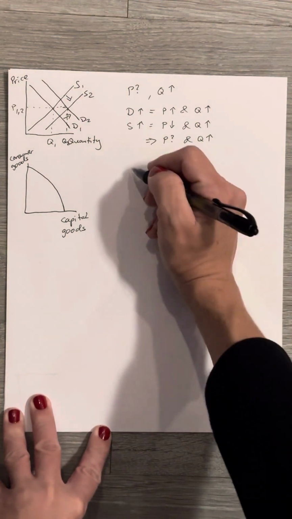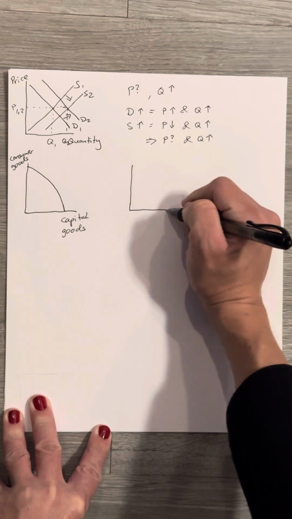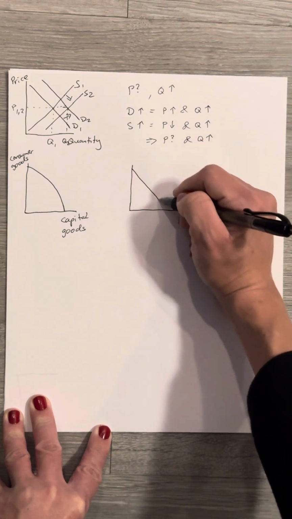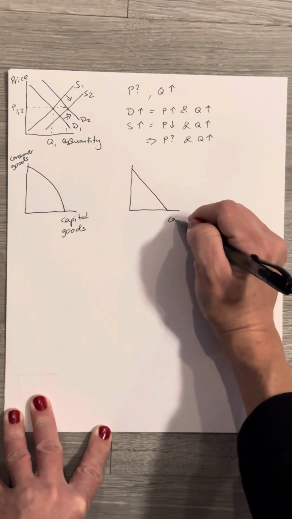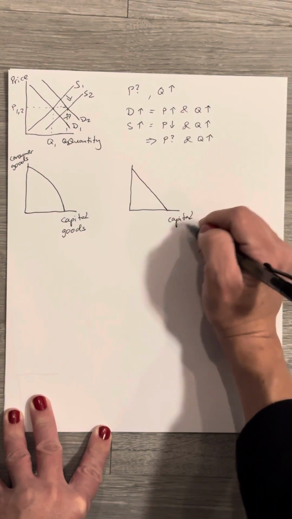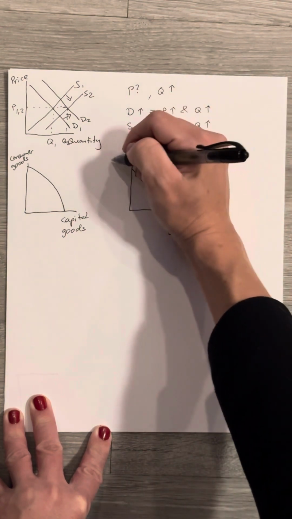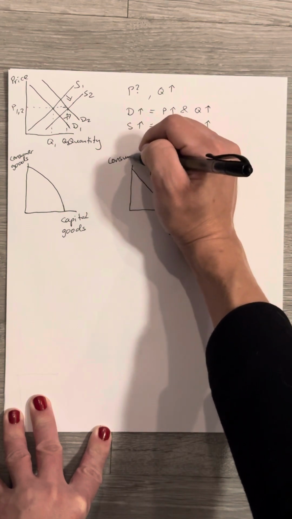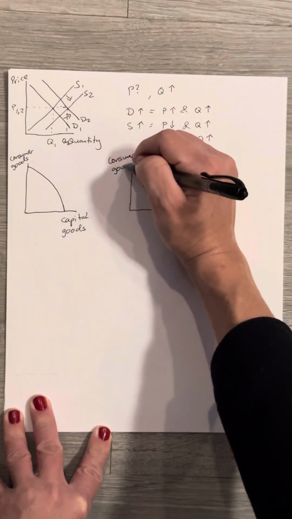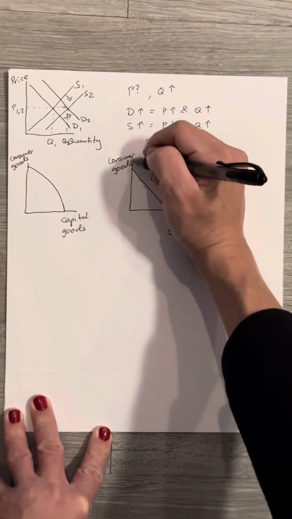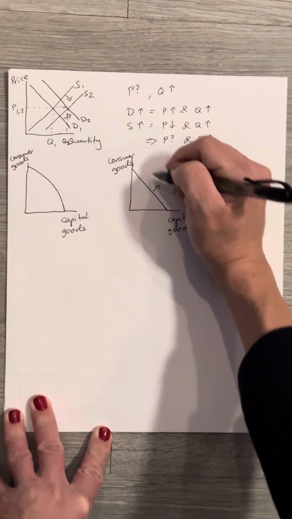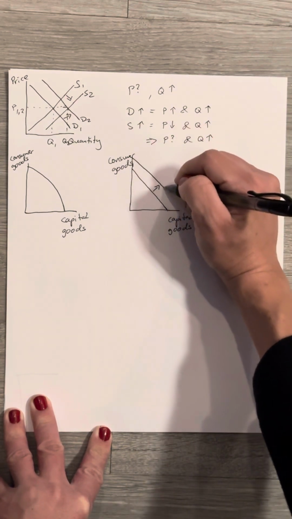Then we also have the constant PPC, which we use for comparative advantage calculations, because otherwise we couldn't do ratios, right? Mathematically speaking, if we don't have a straight slope. Now, in order to indicate long-term economic growth, we would just shift this outward.